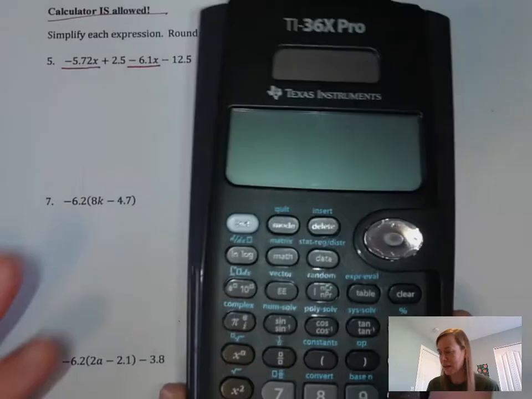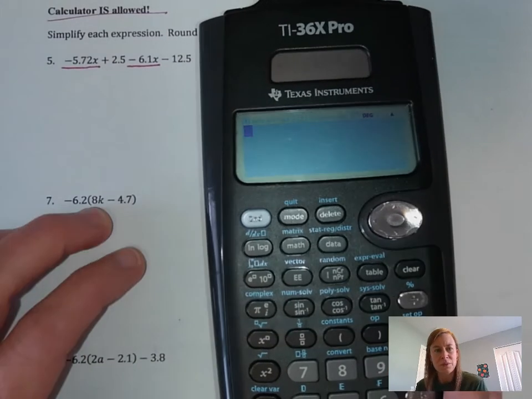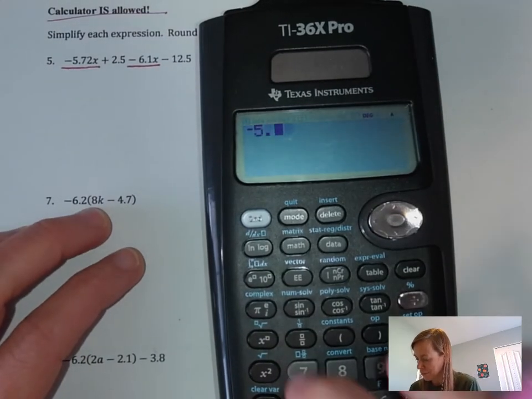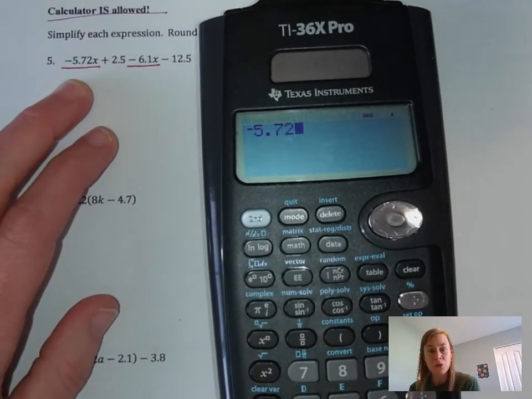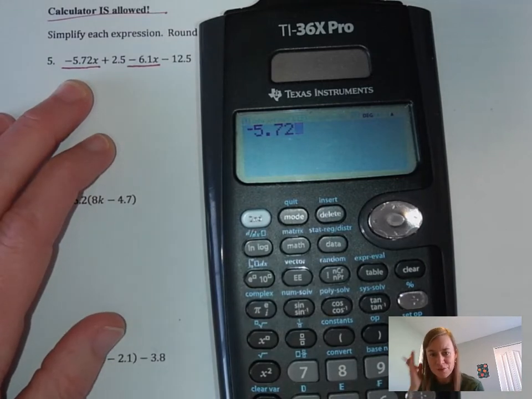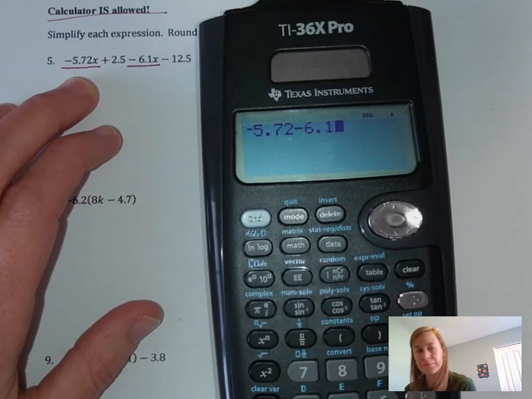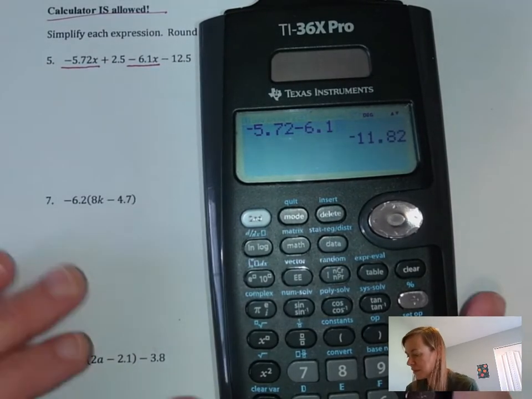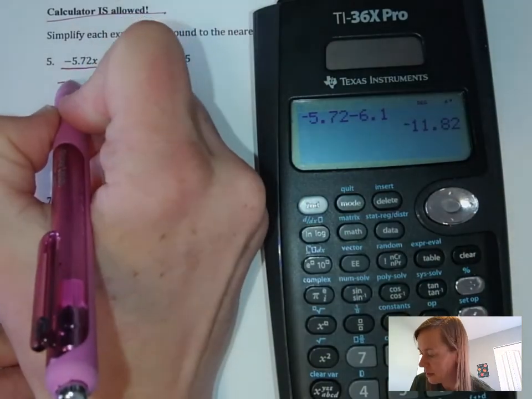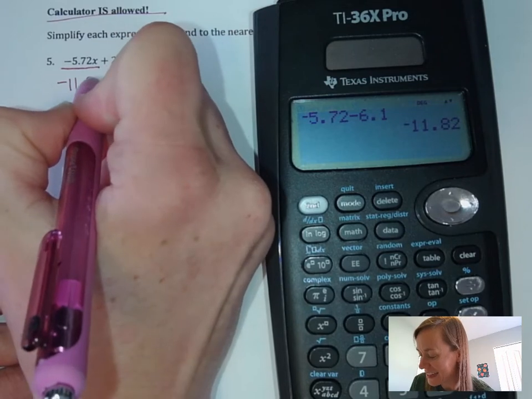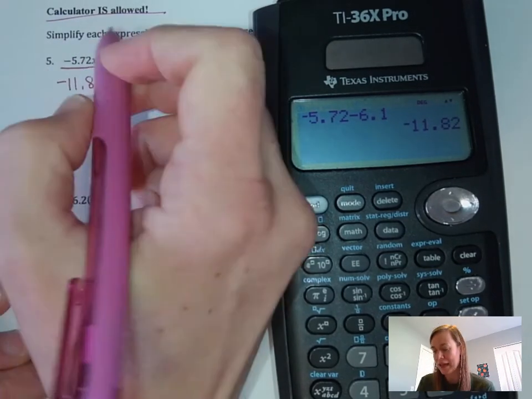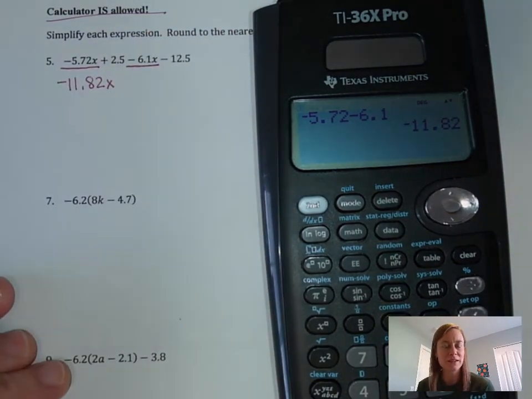And any calculator will do for this. I'm going to use this one. So I've got negative 5.72. Don't try to put the x in your calculator. You just have to remember that in your own brain. We're going to go minus 6.1. Okay. Equals negative 11.82. And those were both x terms, so I'm going to put my x right there.